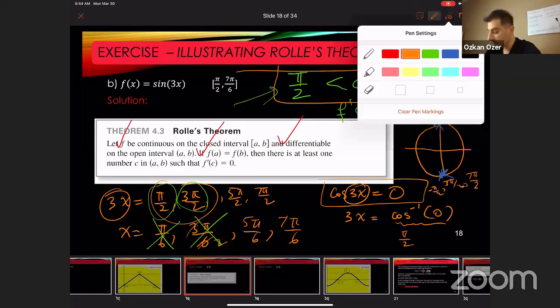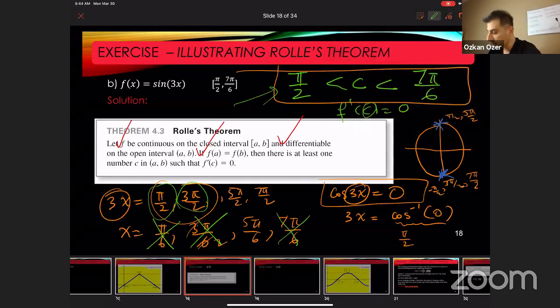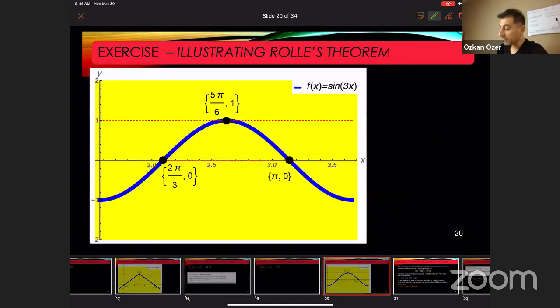Well, 7 pi over 6 cannot be a good candidate either, because that's the endpoint, right? An endpoint is not applicable, it's not coming out of the Rolle's theorem statement, because c must be an interior point. And the only candidate I can take is 5 pi over 6 here. And you can visually verify that by the graph of the function.